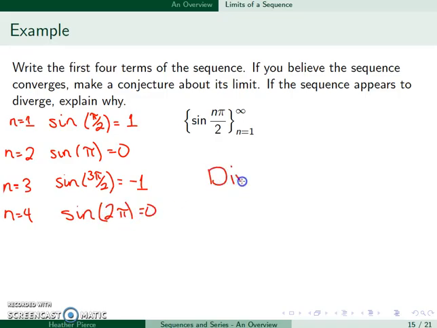So this one is going to diverge, mainly because we can see this oscillating. Basically, we see the 1, 0, negative 1, 0. If we continue, we'll repeat this pattern, 1, 0, negative 1, 0, etc. So this one is going to oscillate forever, so it diverges.